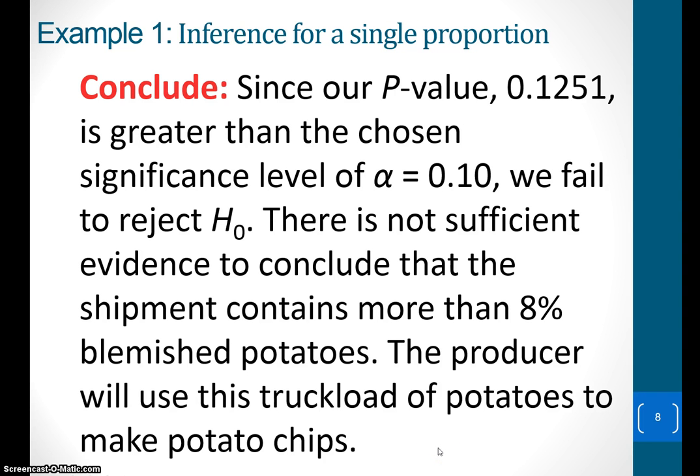So what can we conclude from this test? Since our p-value of 0.1251 is greater than the chosen significance level of alpha equal to 0.10, we will fail to reject the null hypothesis. So there's not sufficient evidence to conclude that the shipment contains more than 8% blemished potatoes. The producer will use this truckload of potatoes to make potato chips.